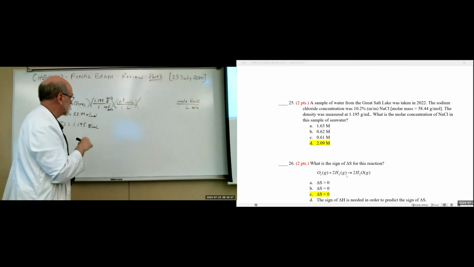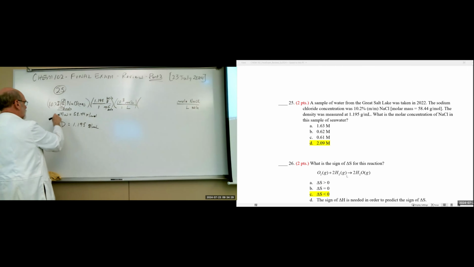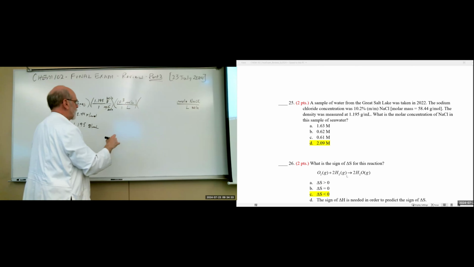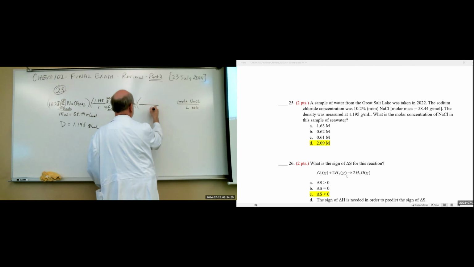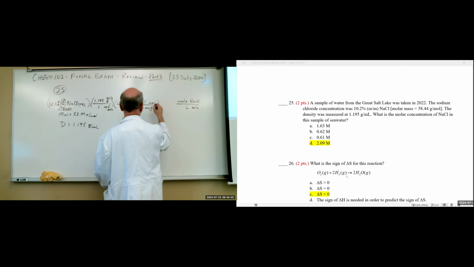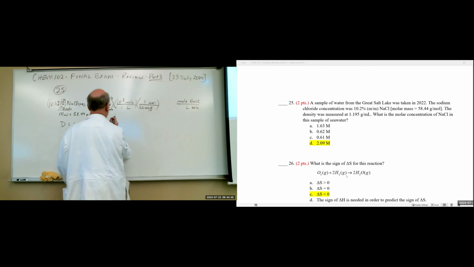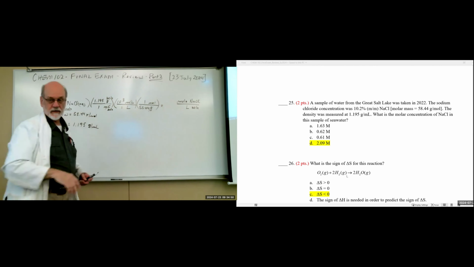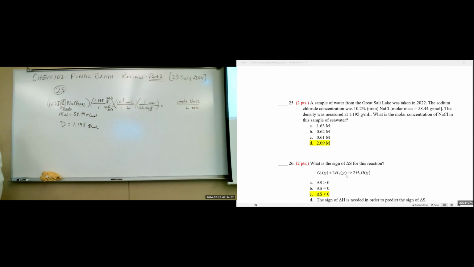Now we need moles of sodium chloride. We got 10.2 grams of sodium chloride, and we want to change it to moles. So we got 58.44 grams per mole. That gets rid of grams of sodium chloride, leaves us with moles. So now we just need to crunch some numbers.